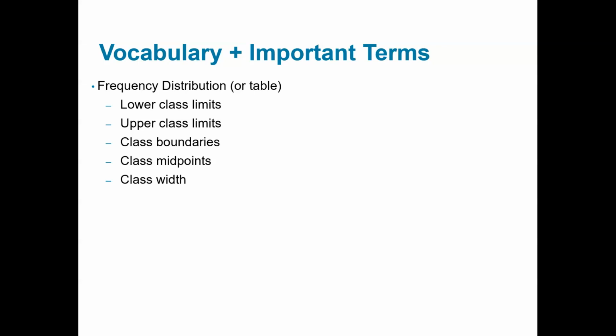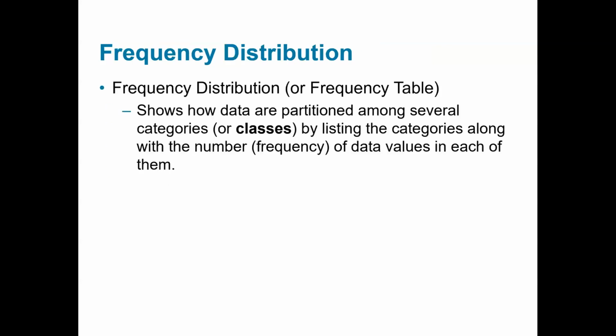The vocabulary and important terms for this really has to do with the frequency distribution itself. It shows how data are partitioned among several categories, or we use the term classes, by listing the categories along with the number or frequency of data values in each of them. So don't let the word frequency bug you out here. If we had some data and I wanted to know the frequency of a 5, the frequency of a 5 would be 2, 6, 1. So we're just counting how many.